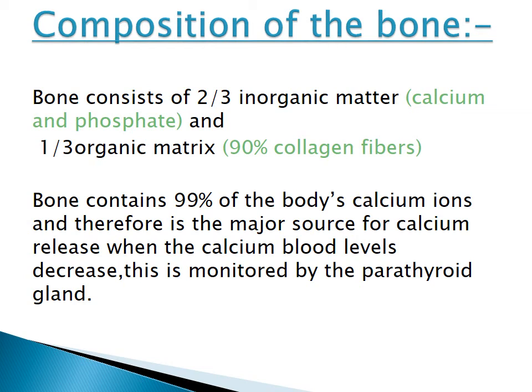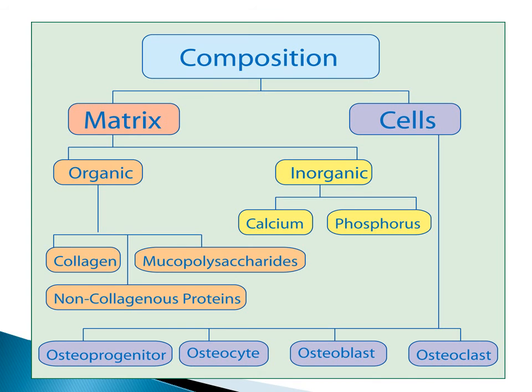Composition of the bone. The bone consists of 2/3 inorganic material, calcium and phosphate, and 1/3 organic matrix, 90% collagen fiber. Bone contains 99% of the body's calcium ions and therefore is the major source for calcium release when the calcium blood levels decrease. This is monitored by the parathyroid glands. This diagram shows the composition of the bone from the matrix, which is composed of organic and inorganic components, and the cells, which are the osteoblast, osteoclast, osteocytes, and osteoprogenitor cells.